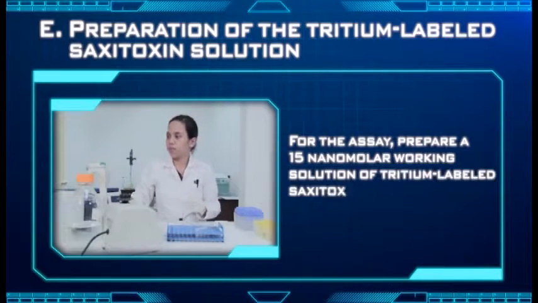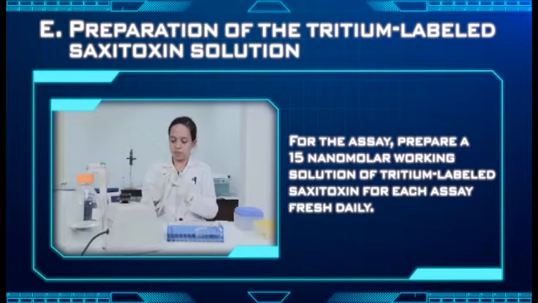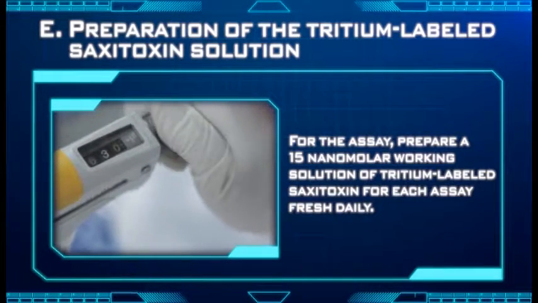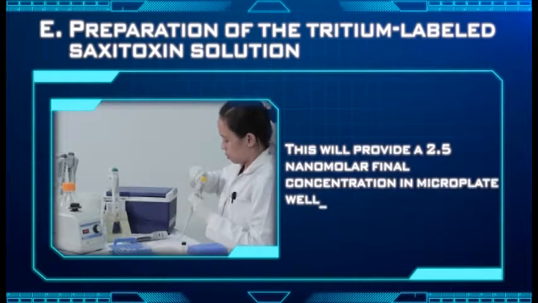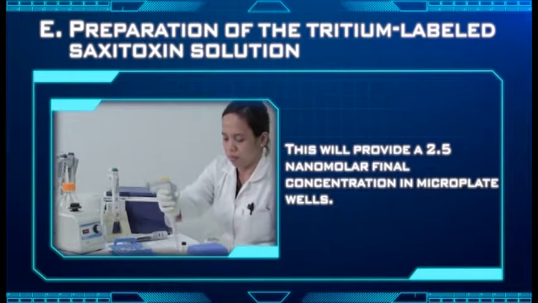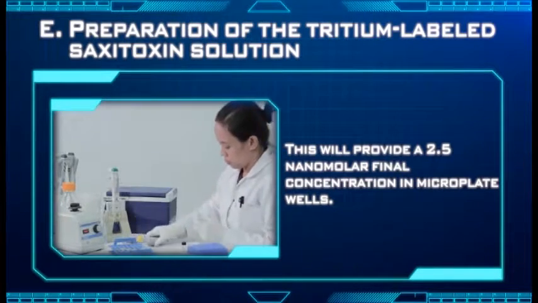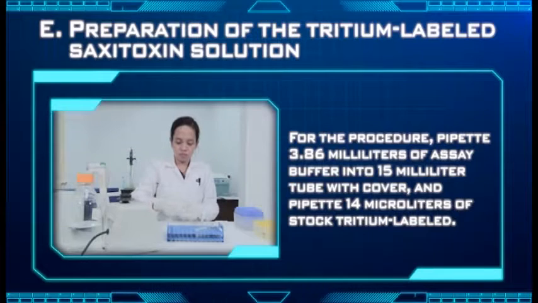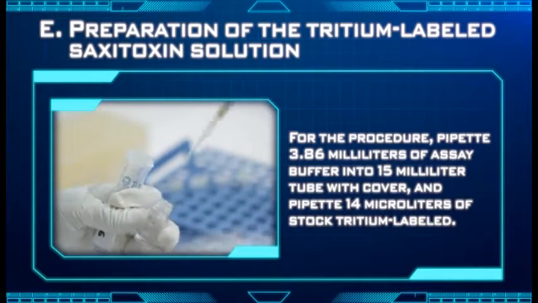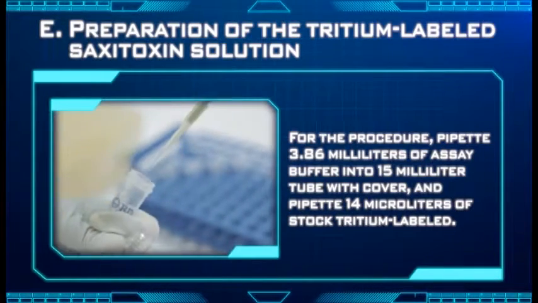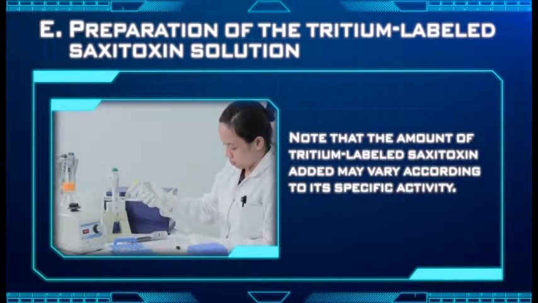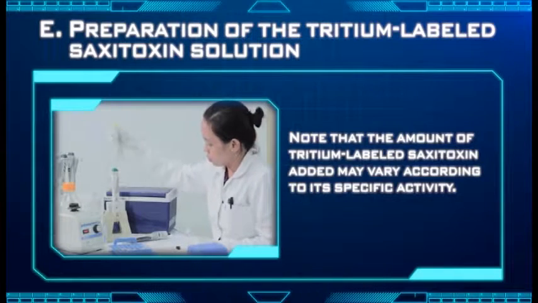For the assay, prepare a 15 nanomolar working solution of tritium-labeled saxitoxin for each assay, fresh daily. This will provide a 2.5 nanomolar final concentration in microplate wells. For the procedure, pipette 3.86 milliliters of assay buffer into a 15 milliliter tube with cover, and pipette 14 microliters of stock tritium-labeled saxitoxin. Note that the amount of tritium-labeled saxitoxin added may vary according to its specific activity.